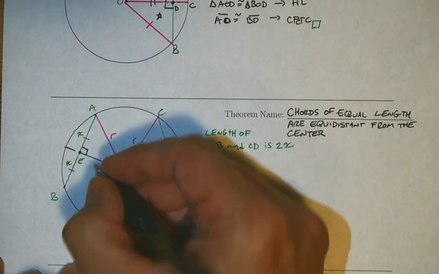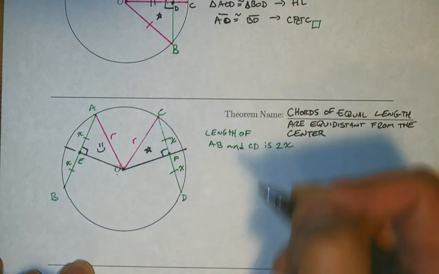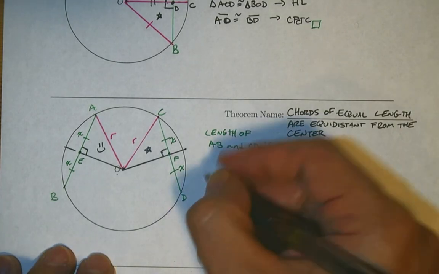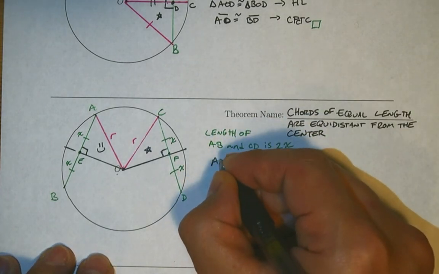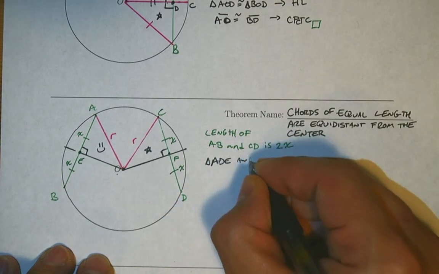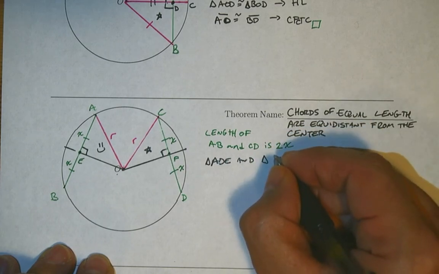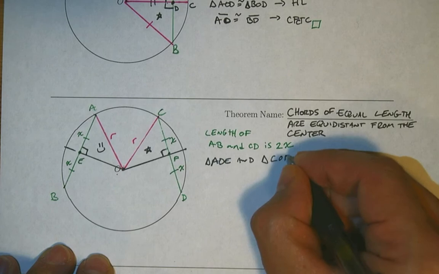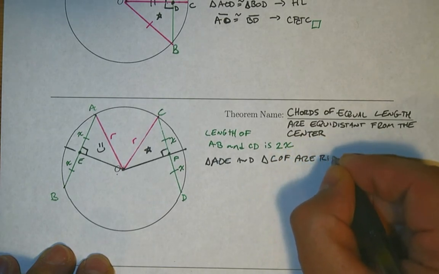So what we're looking at here is we're looking at two right triangles. So let's write that here. So we know that AOE and COF are right triangles.